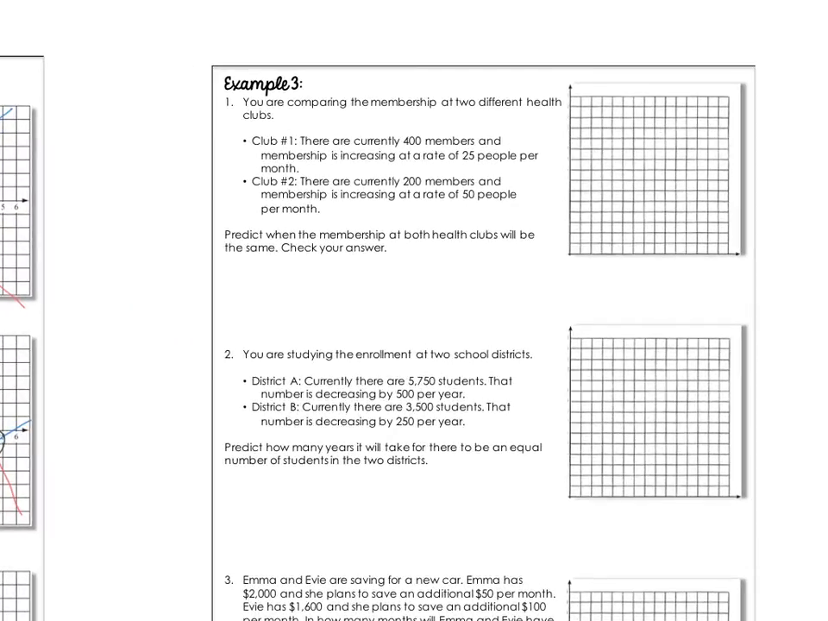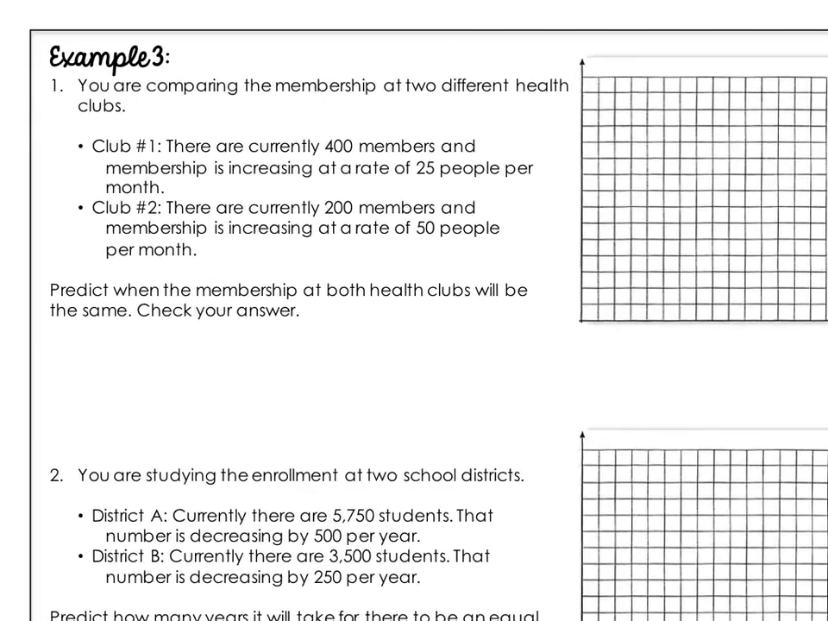So now we've got to do a little bit of what we were doing yesterday. And then once I get done with that, then I've got to graph it. And I'm really mean. I didn't give us a graph that's already labeled, so we're going to have to label our graph, and I'll help you with that. But we're comparing a membership at two different health clubs.